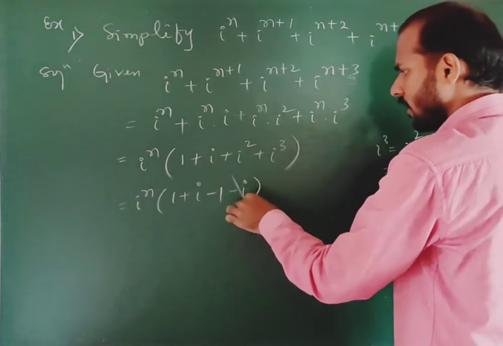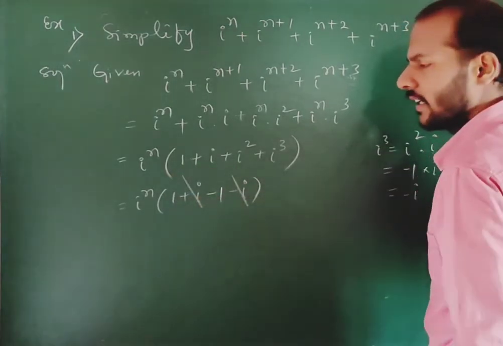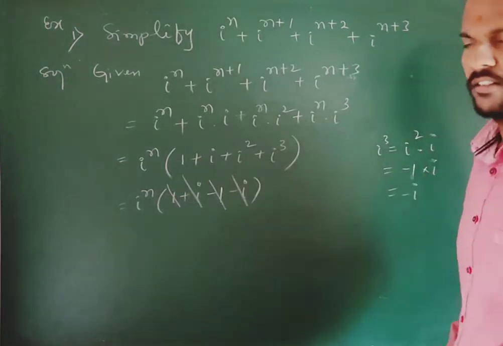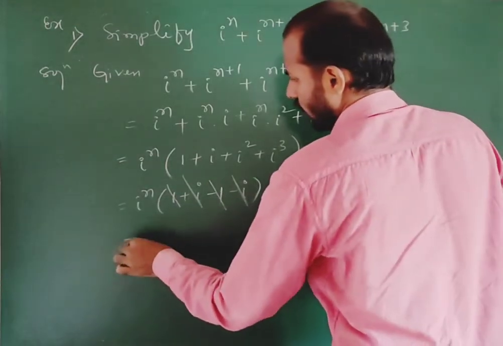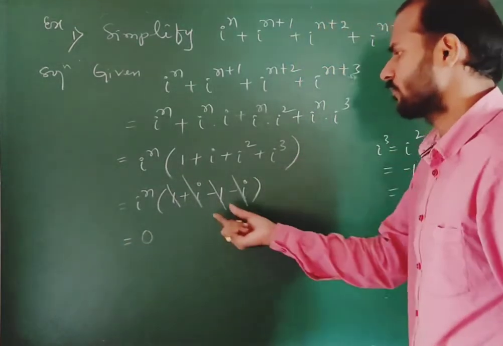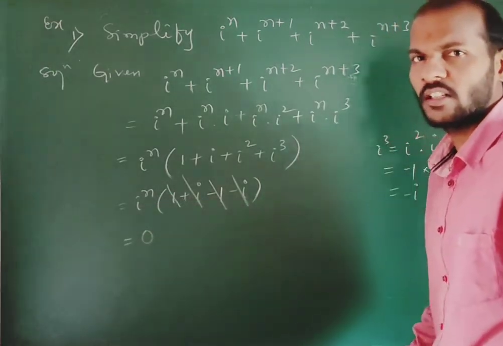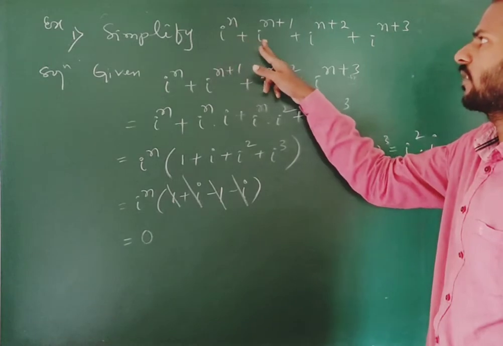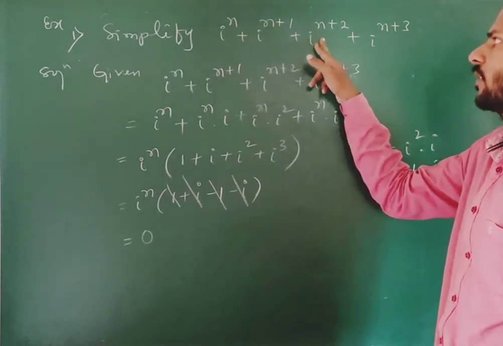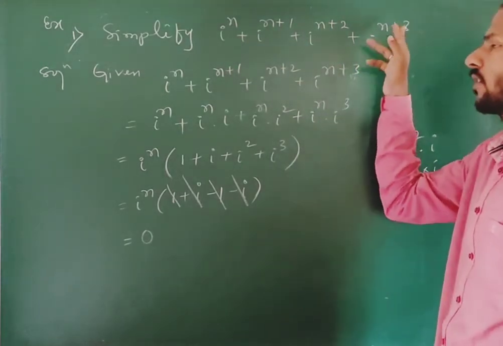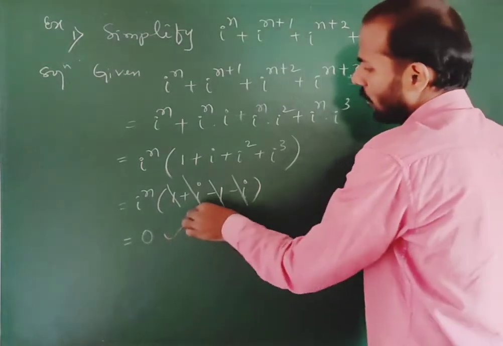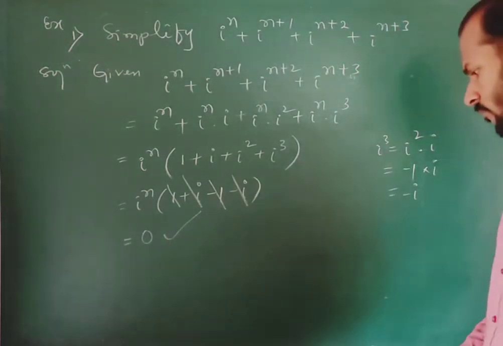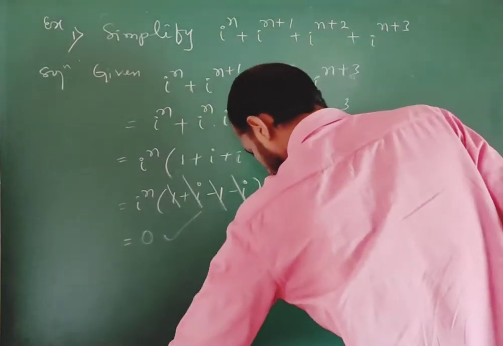Now minus i plus i get cancelled, minus 1 plus 1 get cancelled. So finally what we get here equals 0. 0 into i to the power of n is 0 only. Therefore i to the power of n plus i to the power of n plus 1 plus i to the power of n plus 2 plus i to the power of n plus 3 equals 0 after simplifying, right? Next we will see the next example.